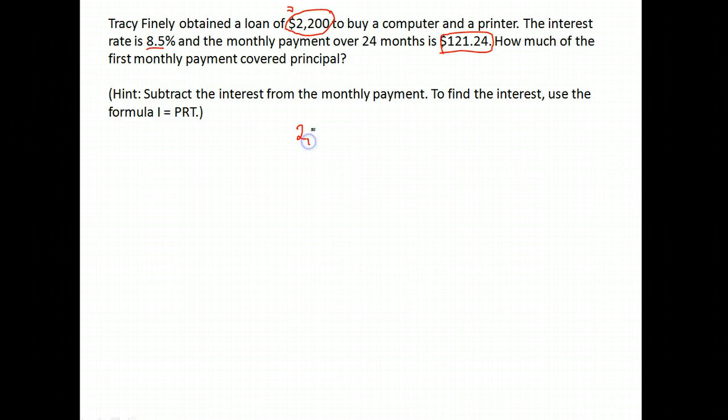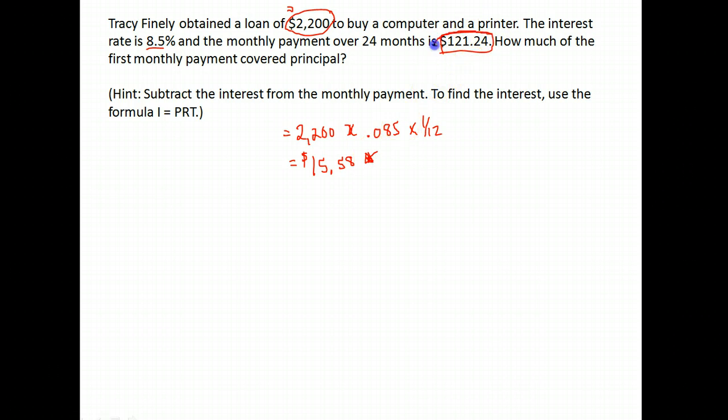How much interest is she going to owe for that? So again, for interest, remember we do the principal, $2,200 is her balance right now, times the rate, 0.085, times the amount of time, which again is 1/12 because these are monthly payments. We calculate that, and we get $15.58. So what does that tell us? This is the amount of interest she owes for that first month.